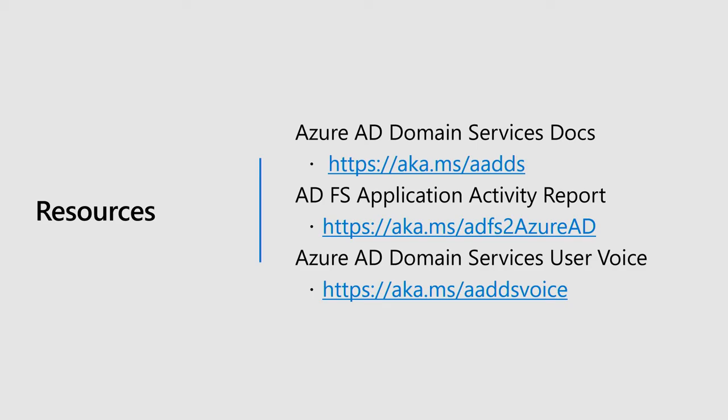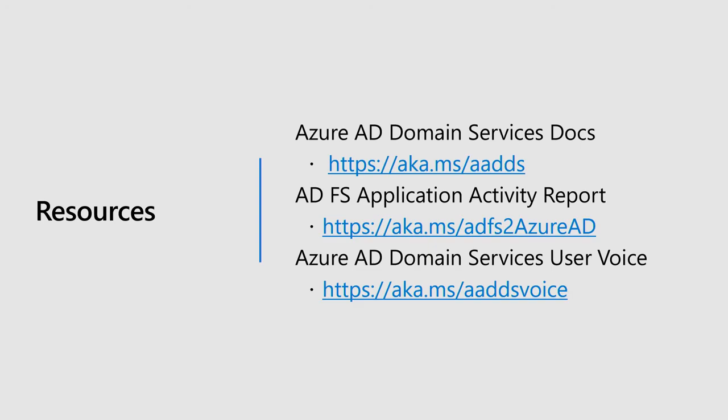The second one is for the activity report. This is a doc on how you can get that ADFS activity report. And then the third one is user voice. How many people know about user voice? Okay, good. If there's something missing, we missed a feature, let us know.